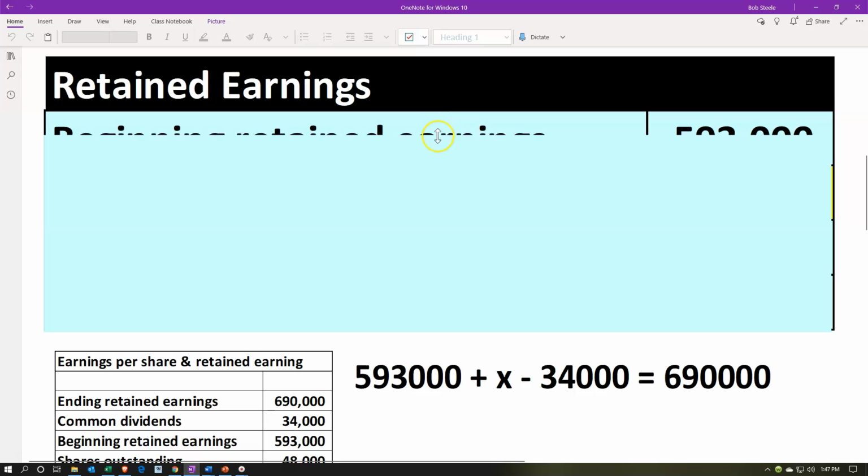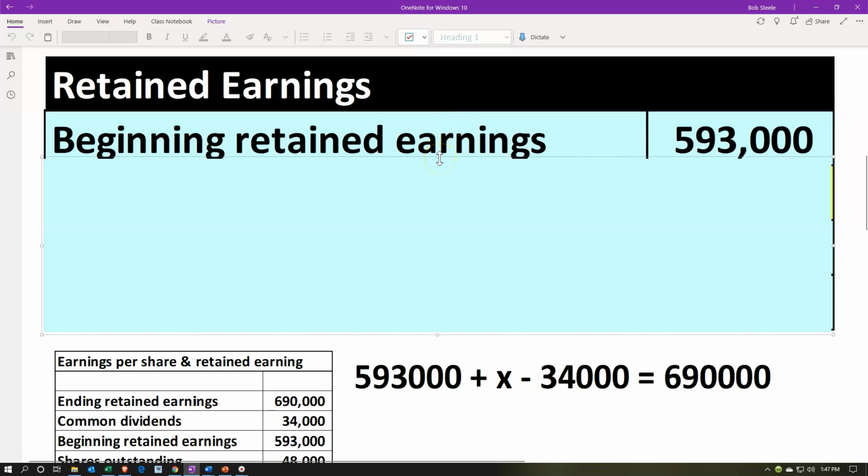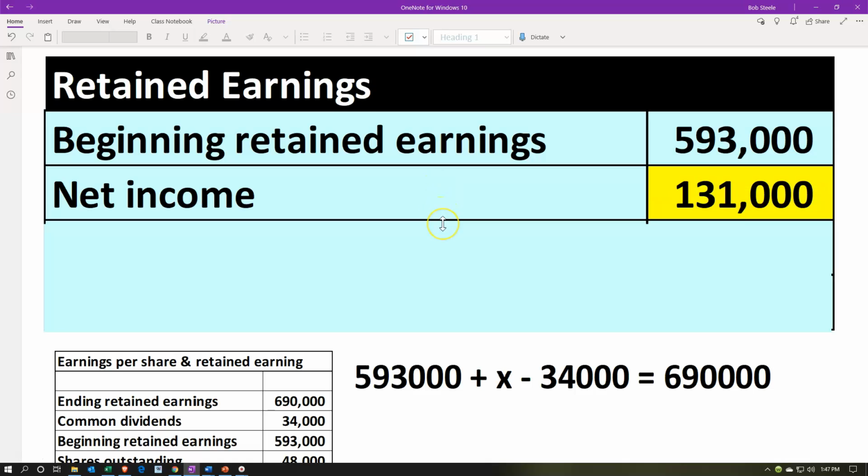So that would be then beginning retained earnings is where we would typically start. They gave us that number. That was given to us. Now, the beginning retained earnings in practice would be gotten from last year's balance sheet. Last year's balance sheet shows the ending retained earnings from last year, which would be the beginning retained earnings for this year. Then we would expect it to go up by the net income. Now, this is the unknown. I've got the number in here now, but I got it yellow here to show you this is the unknown.